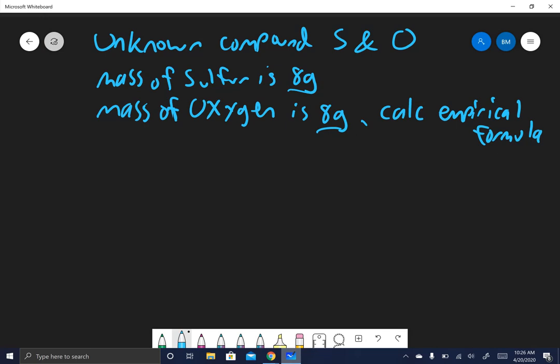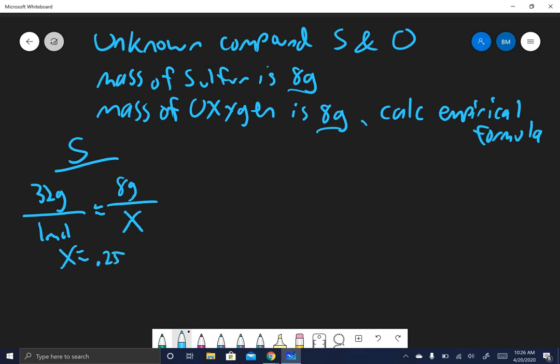So we know for sulfur, 32 grams are in 1 mole. We don't have 32, we have 8. So 8 grams, there's X. X equals, when you cross multiply, 8 divided by 32. You get 0.25 moles. Again, how do we get that? X times 32 equals 8. 8 divided by 32 equals X. I'm skipping that step, but there you go.